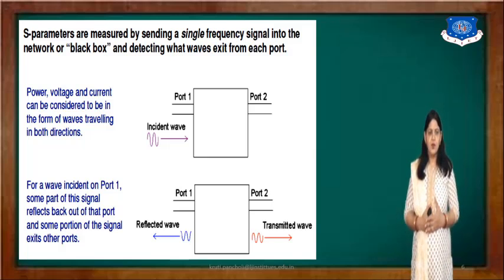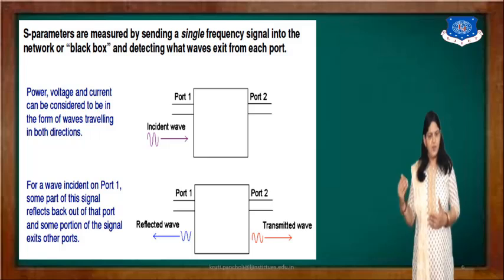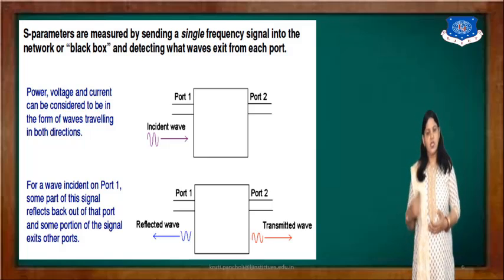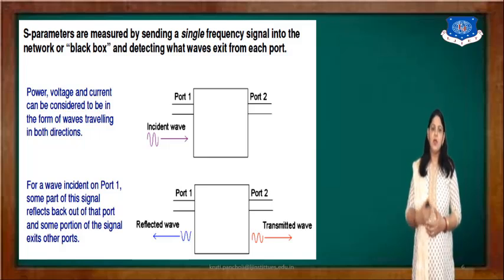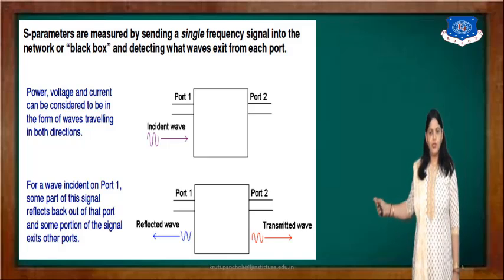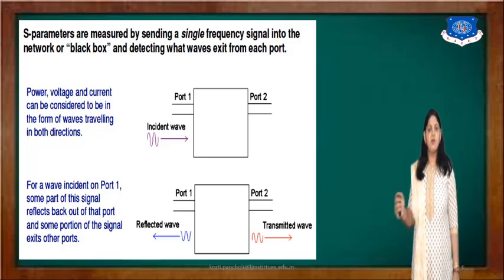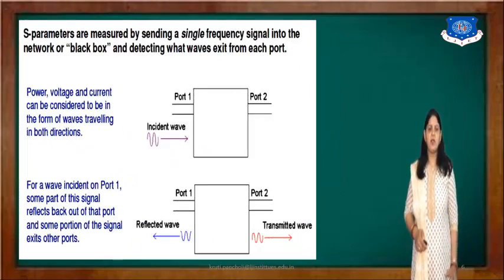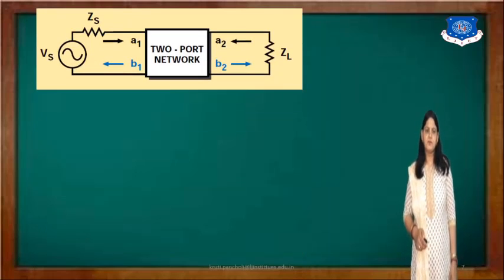In the second diagram, for a wave incident on port 1, some part of the signal is reflected out at the port, and some portion of the signal exits to the other port. So here you can see in the second diagram, at port 1 the traveling wave is transmitting, at port 2 is the transmitted wave, and some part of the signal will be reflected back at port number 1. So we can also say how this particular thing may work.